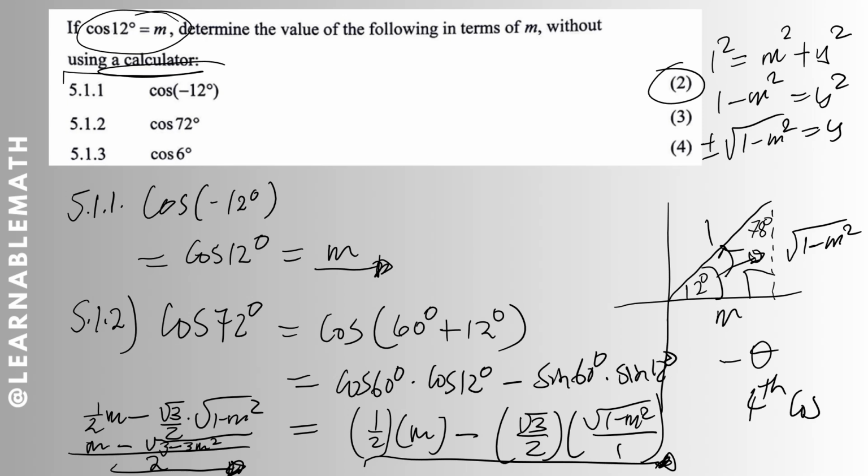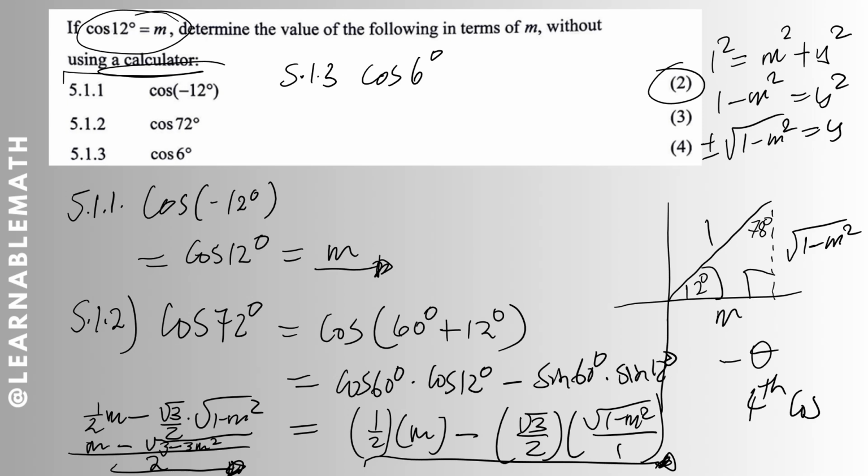Let's go to 5.1.3 now. 5.1.3 is a bit challenging. They said we have to find cos 6 degrees, right? Although when you check inside the triangle, we don't have 6 degrees. And also, if you think of the idea of using special angles, you'll find that it's not working, right? Then how can we solve this?